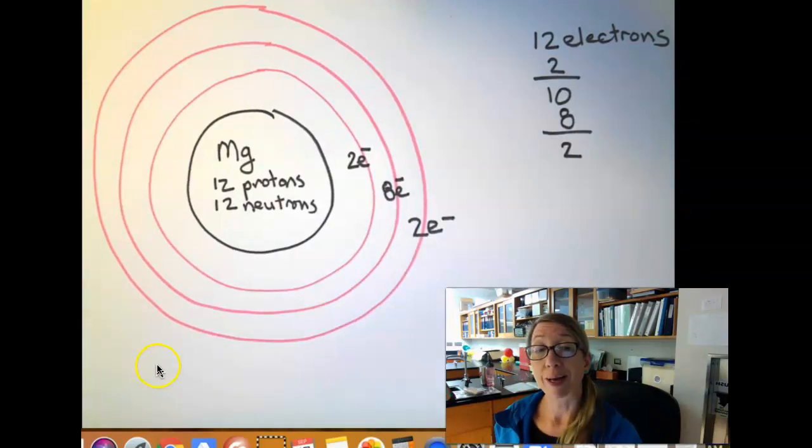And you do it that way for all of the atoms. When you get to energy level 4, it gets a little bit different, and we'll get to that later on.